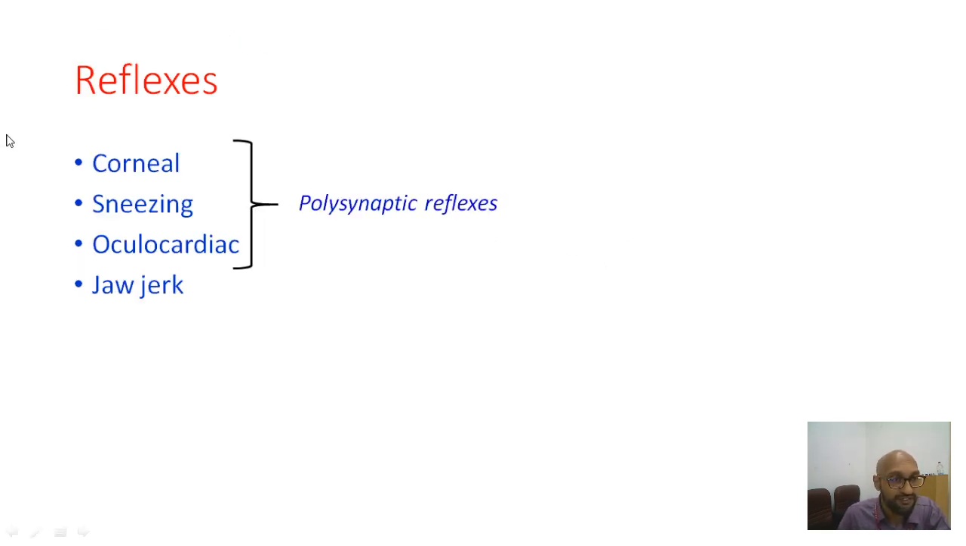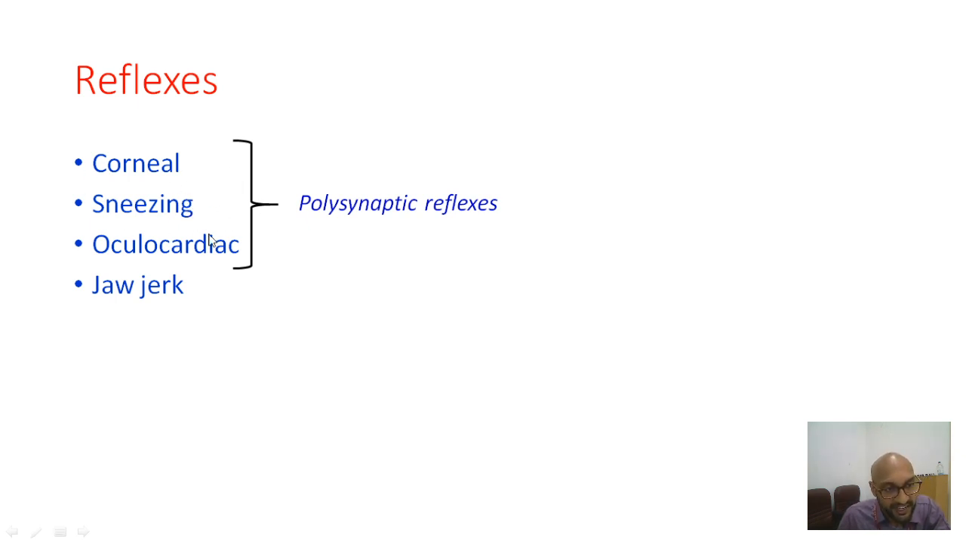So these are some reflexes that are related to the trigeminal nerve, where the trigeminal nerve works as the afferent. The jaw jerk is the only monosynaptic deep tendon reflex that is there. The others are polysynaptic sensory reflexes like the corneal reflex, the sneezing reflex, and the oculocardiac reflex. And the corneal reflex, so if there is some foreign body that comes near the cornea or touches the cornea, immediately you start blinking. So that is the corneal reflex.